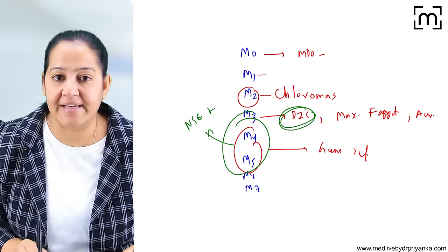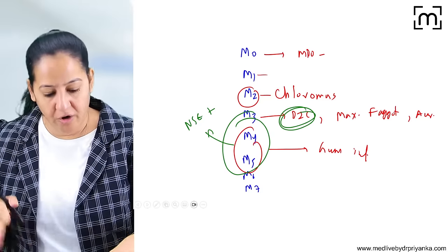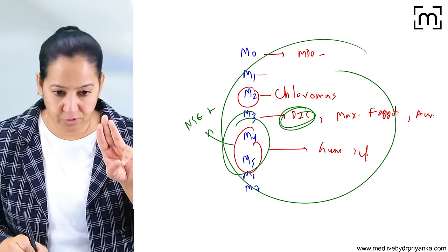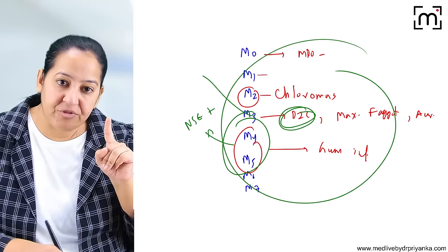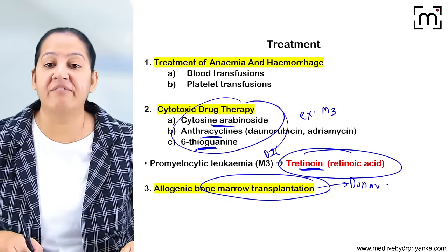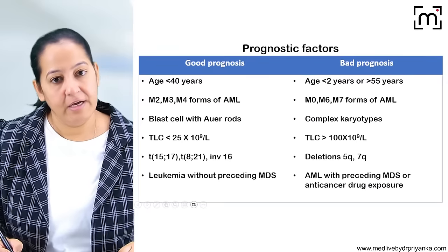The most important is DIC. The treatment of all of them is the same: we give chemotherapy. You know the three chemotherapy drugs. But treatment of M3 is different. We don't give chemotherapy here. We give retinoic acid or tretinoin here. Got it? So please learn.